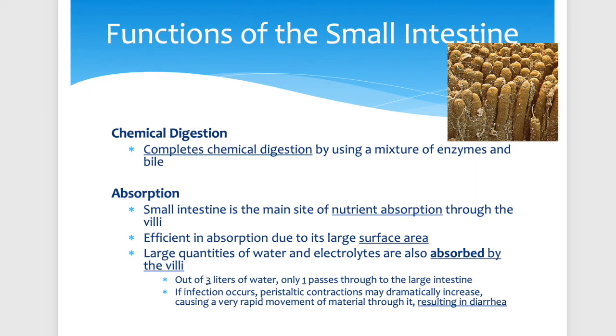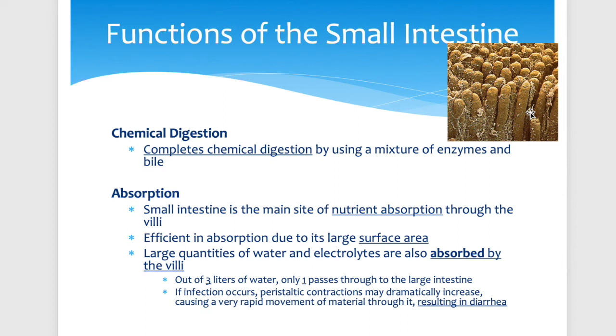Another function, again, is absorption, and that's what makes the small intestine the most important digestive organ. The small intestine is the main site of nutrient absorption through what we call villi, and that's what you see in this picture right here. The villi are finger-like projections that stick into the opening of the tube of the small intestine, and they increase the surface area inside of the small intestine, so that it's much more efficient at absorbing the nutrients from the food that's passing through.